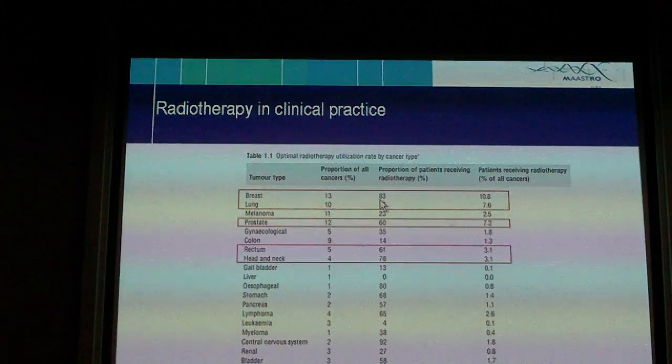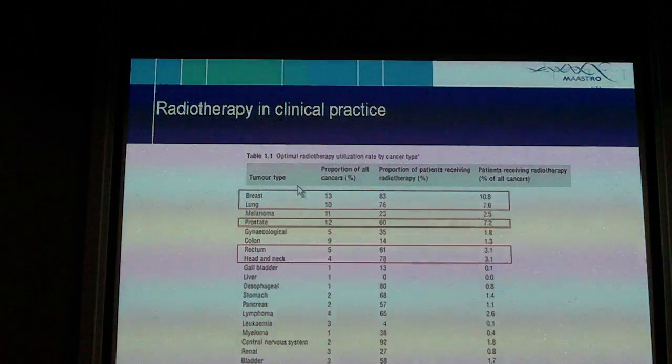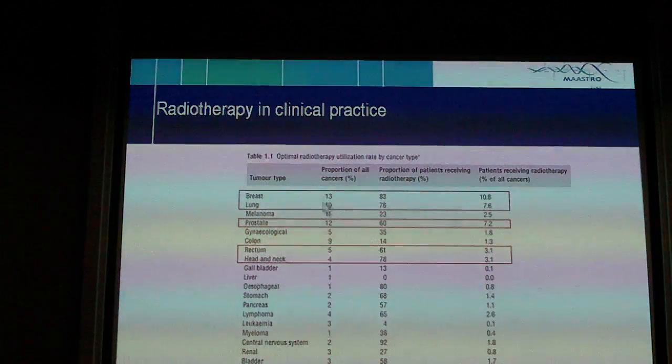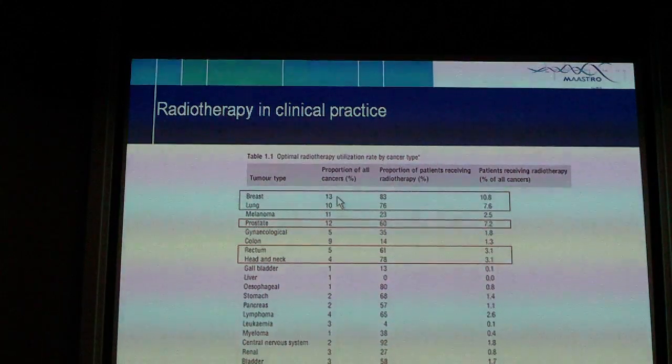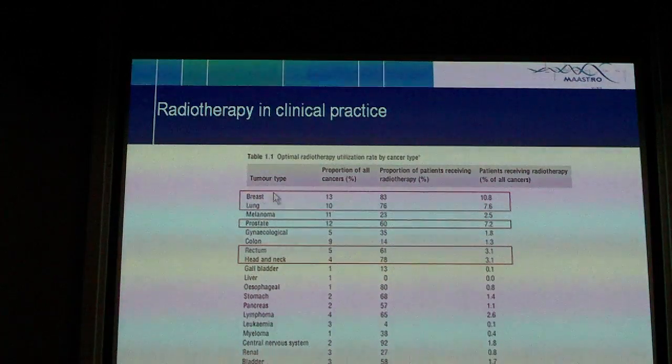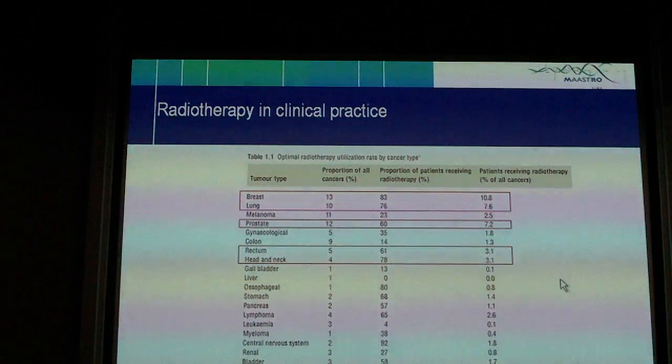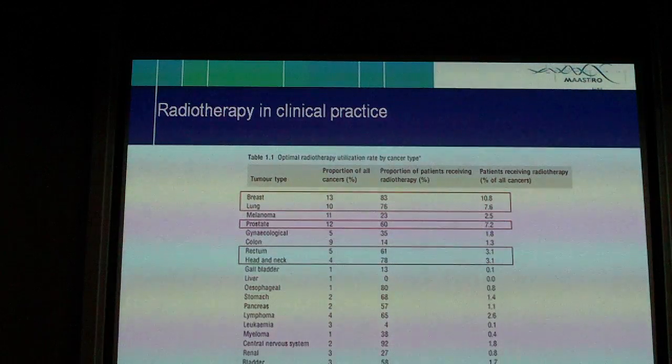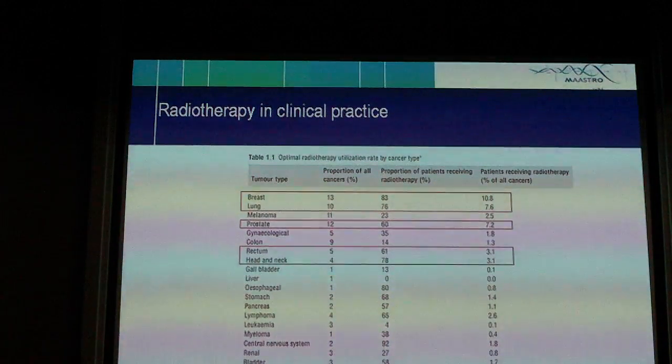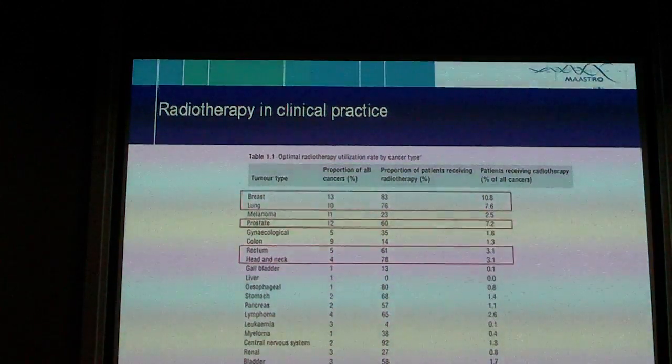This is the proportion of the patients who get radiotherapy, and then the patients who get radiotherapy as a percentage of all cancers. We notice that for breast cancer, which has the highest cancer incidence in the population, most of them get radiotherapy, 83% of them. And for lung, also a high number gets radiotherapy. Essentially all the red boxes are cancer sites from which most patients receive radiotherapy. If we then look in total, it is somewhat higher than 50%, so more than half of the cancer patients receive radiotherapy as a treatment.